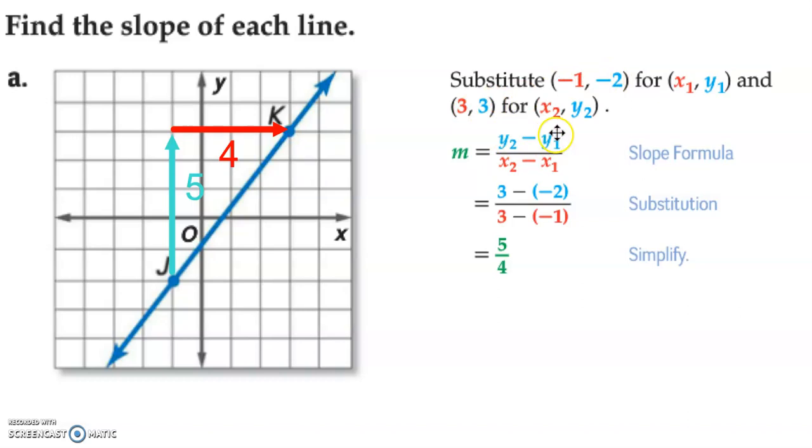When I plug in those values to the slope formula, I get 3 minus a negative 2. Those are my y values from both of my points, over 3 minus a negative 1, the x values from both of my points. I get 5 over 4, which is the slope.